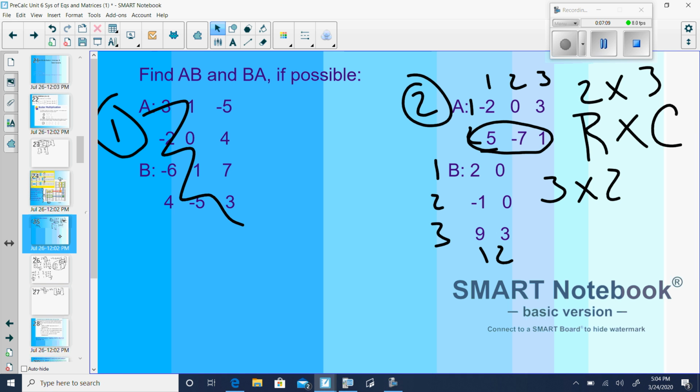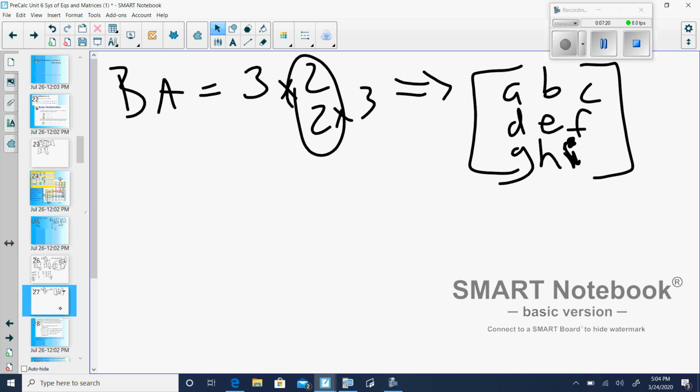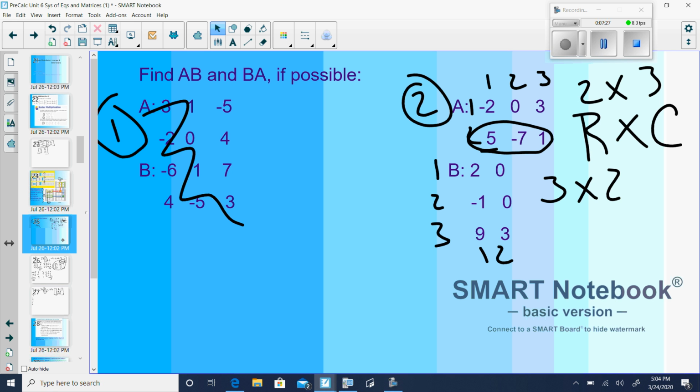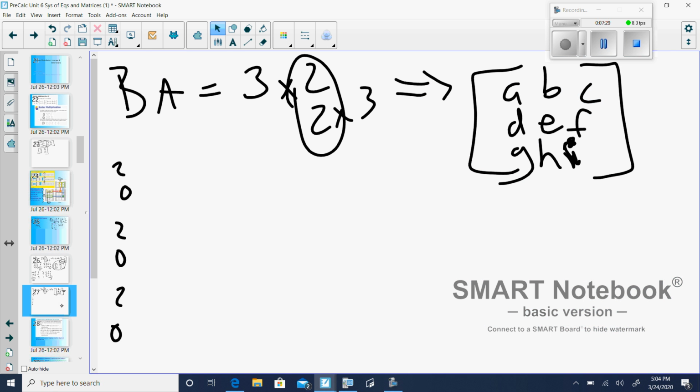Ooh. So what's going to happen right there? Well, we're going to come across now, and we're going to take each row in B and multiply that by each column in A. So from B, we have 2, 0. So that's going to be the first row in B. So we'll get our second row for B, -1 and 0, set up. Then we'll get our third row for B set up. 9 and 3.